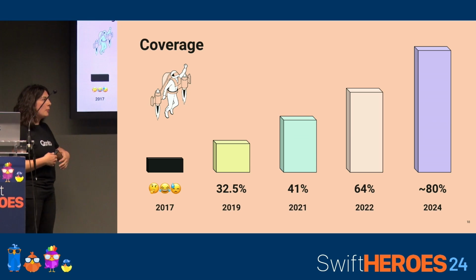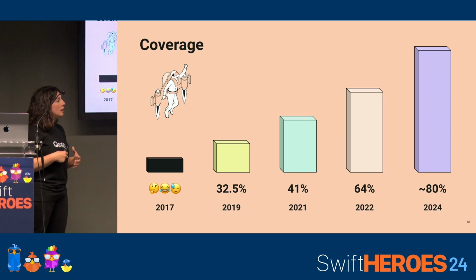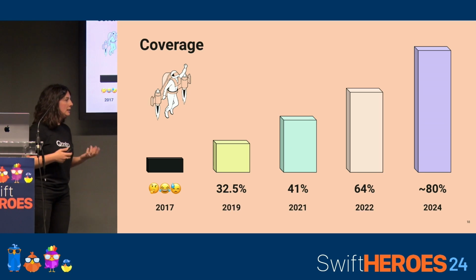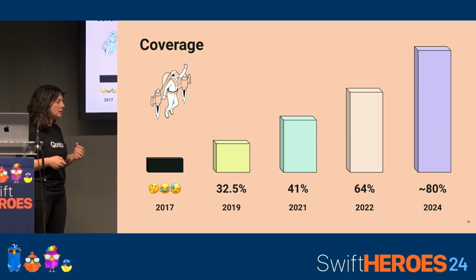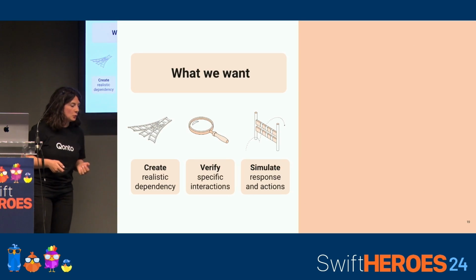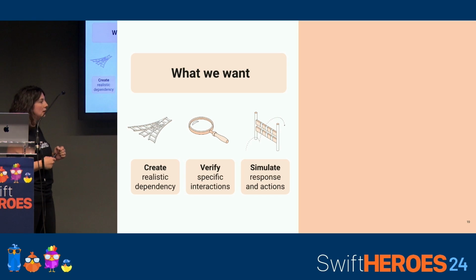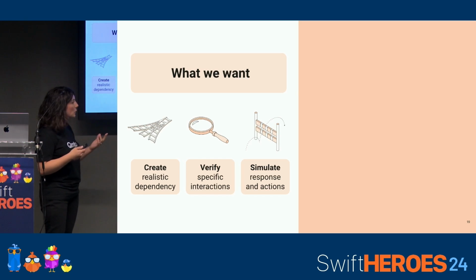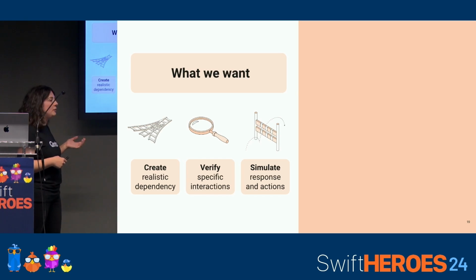At this point, the app was taking shape with a clean dependency structure, and we needed to make sure that these dependencies were well tested. So we needed to create realistic dependencies. This means that our test environment needs to mirror the real world as much as possible. We needed to verify specific interactions. This means that the calls that our units were performing were calling the correct dependency, and they were communicating as expected.